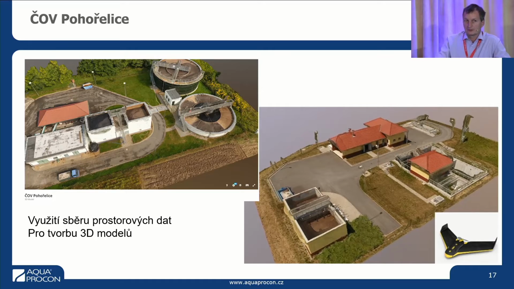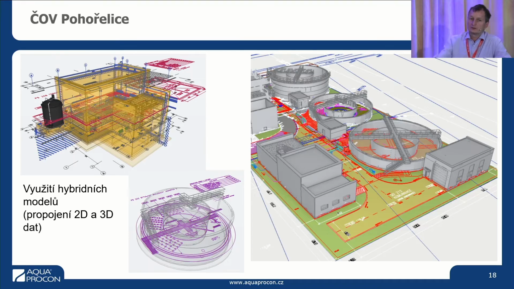Well, our main activities include also designing of water treatment plants, and we do combined models. For example, here we designed a model using drones. So we have a 3D cloud of points, and then we created a model for the permit procedure. We created these models, and we don't have everything in 3D or in BIM.